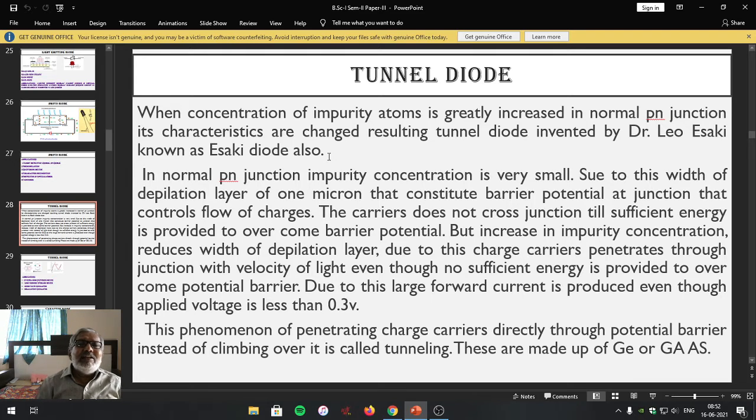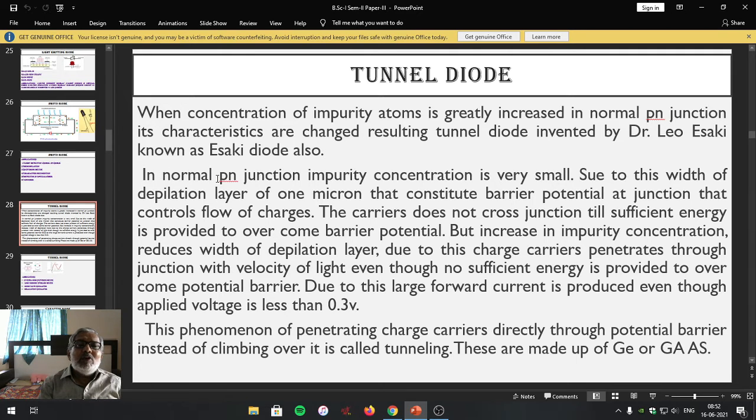Means by adding a large number of impurity atoms in a simple p-n junction diode to change its characteristics, this property was invented by Dr. Leo Esaki, and the generated diode is either called a tunnel diode or an Esaki diode.